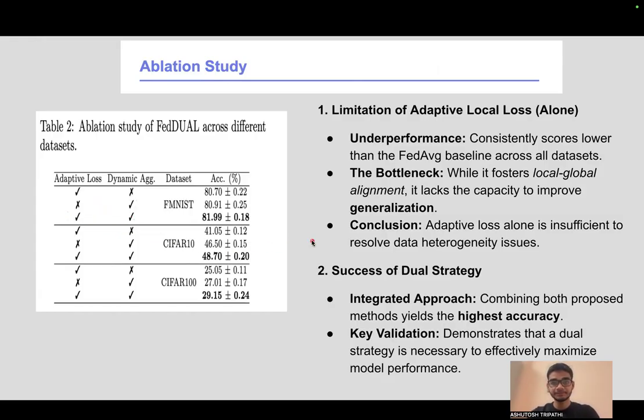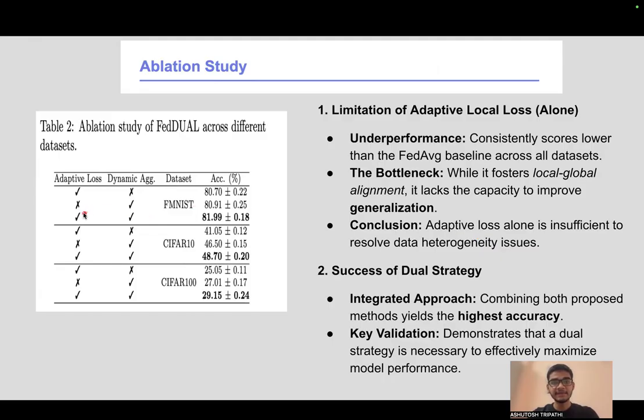So we see when we are using adaptive loss only, the performance for all of the cases is lower than FedAvg as well. So this helps us to conclude that adaptive loss fosters global and local model alignment, but it lacks the capacity to improve generalization. Hence, we are getting less performance. So we can conclude adaptive loss alone is insufficient to resolve the data heterogeneity issue.